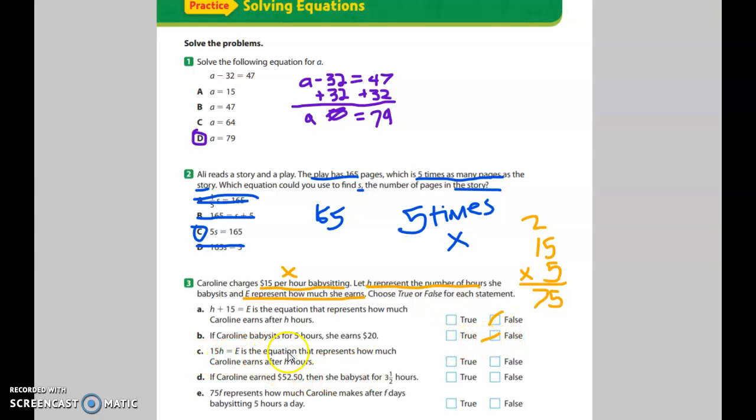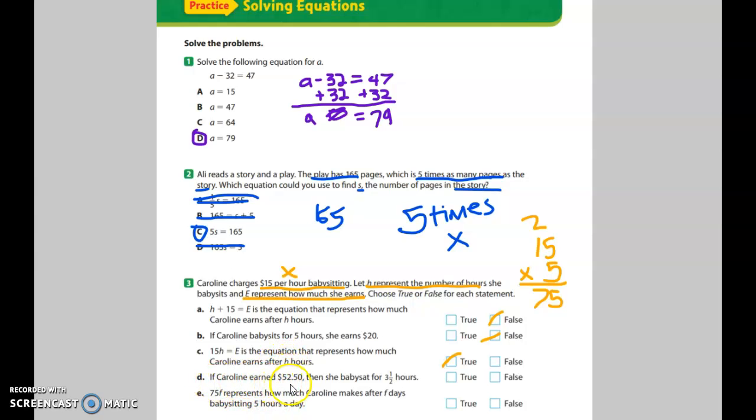15H equals E is the equation that represents how much Caroline earns after each hours. This is true. I already explained why. 15 per hour means you're multiplying. If it says per, this is a signal that it's multiplication. And we know that H is however many hours she does babysitting, and E is the total amount she earns. So it'd be 15 times H equals E, which is what it has here.